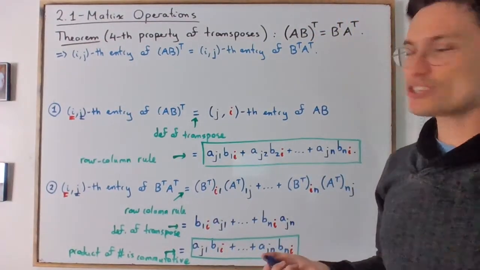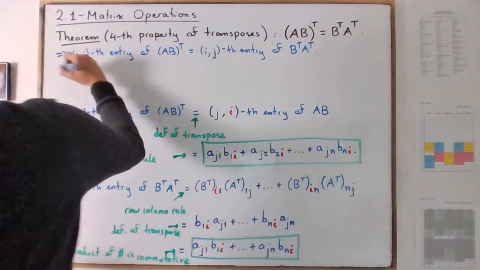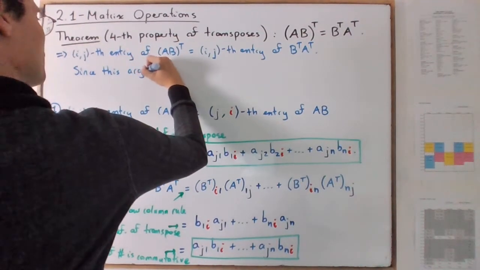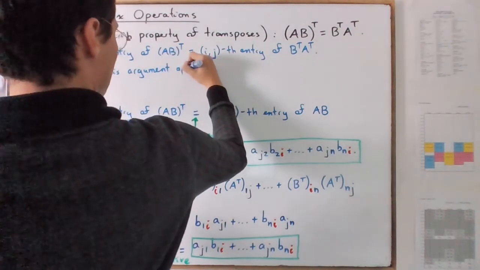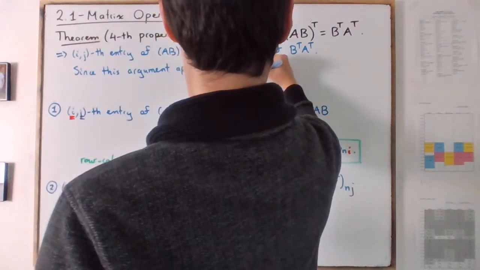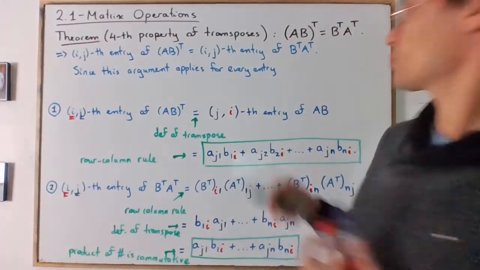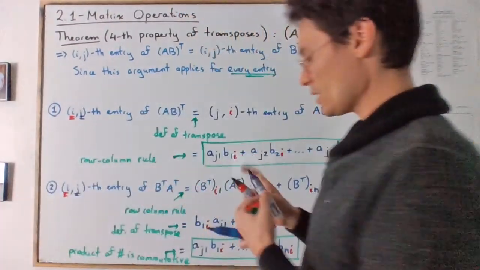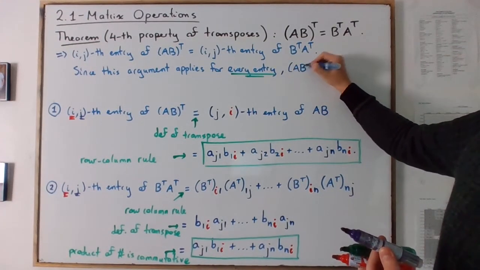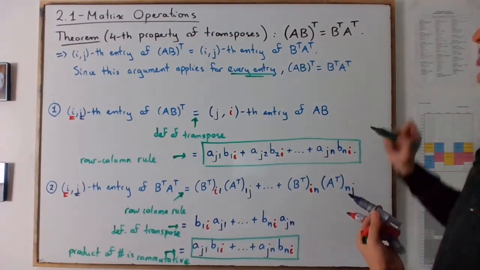The only thing you need to finish the proof is to invoke that this argument applies for every entry. Since this argument applies for every entry, it means that the matrices are equal as a whole. So it means that (AB) transpose is equal to B transpose A transpose. And this is what we wanted to show.